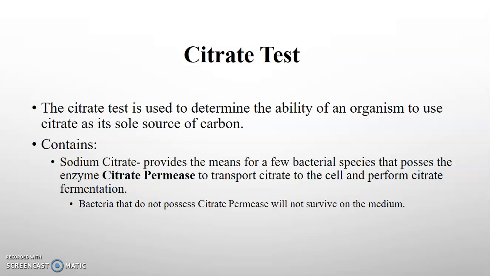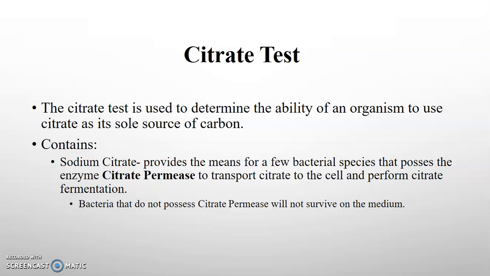So when we do this test, what we're doing is we're looking to see if our bacteria have this enzyme called citrate permease. If your bacteria have this enzyme called citrate permease, that means they're going to be able to use citrate as their sole source of carbon, which they need as an essential nutrient in order to grow and divide. However, if your bacterium does not have the citrate permease enzyme, that means they're not going to be able to break down the citrate to use it as their sole source of carbon, so they would not survive within the media.